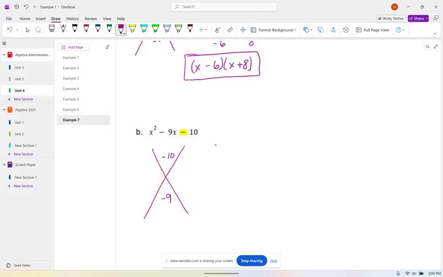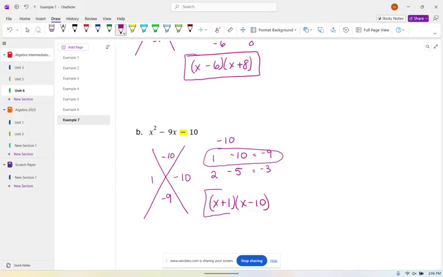So we have 1 and 10, so actually negative 10. So we have 1 and negative 10 and 2 and negative 5. See how both of those would give us negative numbers. So 1 minus 10 is equal to negative 9. 2 minus 5 is equal to negative 3. But the one that we want is this one, the 1 minus 10. So we have x plus 1 and x minus 10. And that's going to be how you do that one.